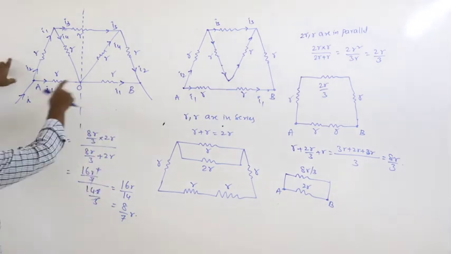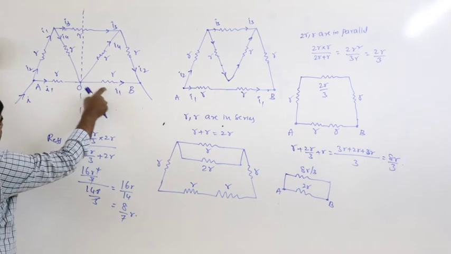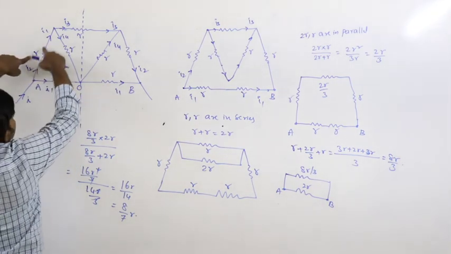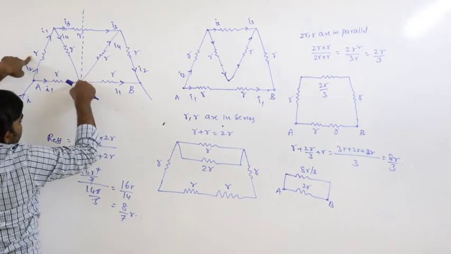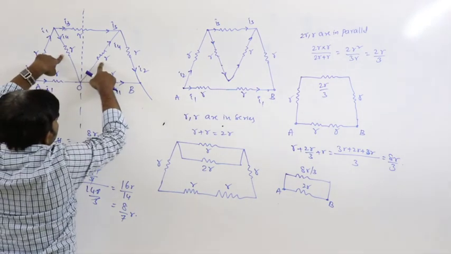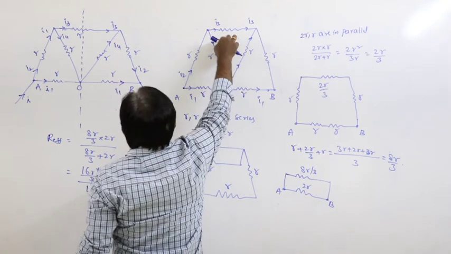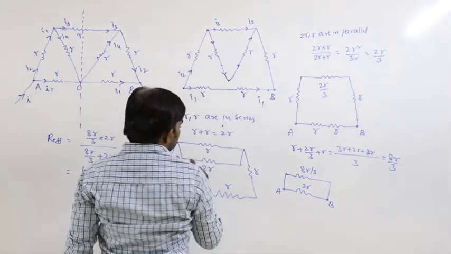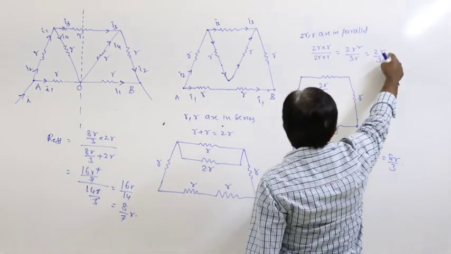See here, the same amount of current passes between R and R, that's why these two are in series, and the same amount of current passes here. So this connection must be a fake connection. So R and R are in series, R and R are in series, that is 2R, and R and 2R are in parallel. R and 2R in parallel means that is 2R by 3.